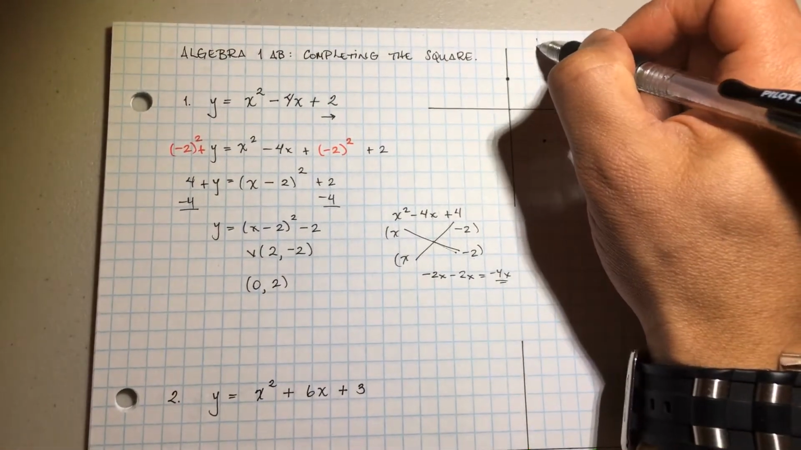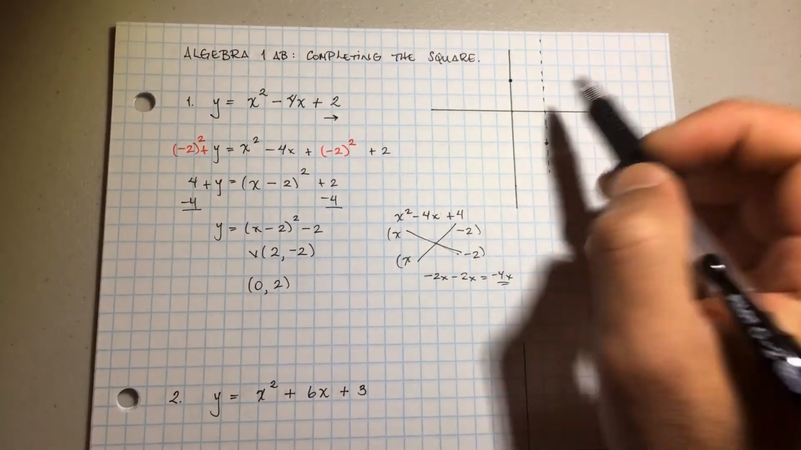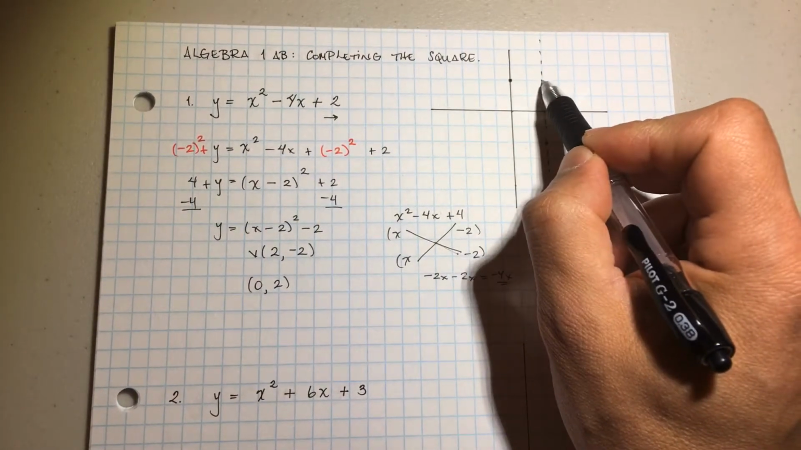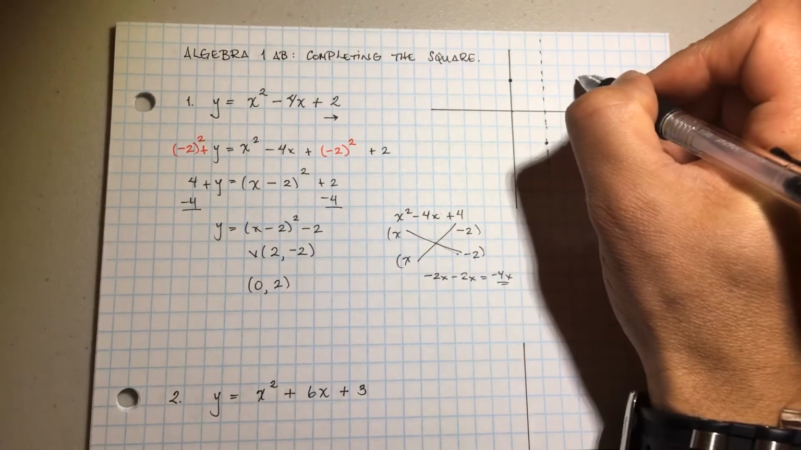So remember this is the line of symmetry, la línea simétrica. Okay, so from this line of symmetry, it's 2 units to the left. So I'm going to go 2 units to the right, 1, 2, right here.